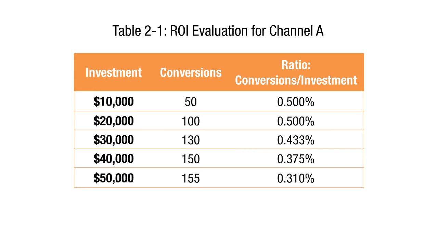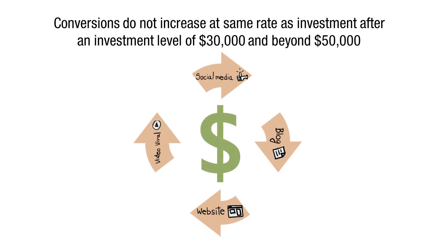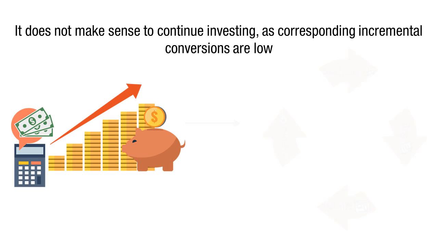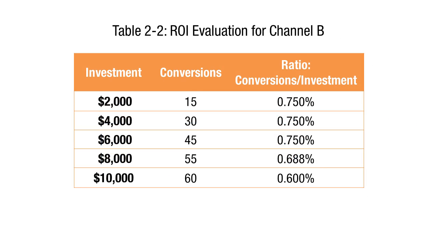Here is an example showing the change in conversions with a change in investment for Channel A. And this is a graph of the values from the table in our example. From this, it's clear that conversions do not increase at the same rate as the investment after an investment level of $30,000 and beyond $50,000. It would therefore not make sense to continue investing as the corresponding incremental conversions are very low. The schedules for two other channels are shown in these tables.